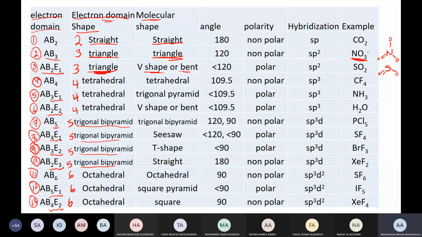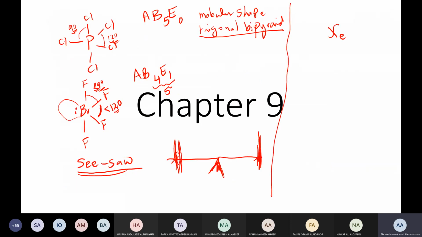Shape, as you can see here: PCl5, and then SO4. It's SF4. Keep this in mind. SF4. Next, all of this is available in the table, but I'm trying to explain it. Now, BrF3.